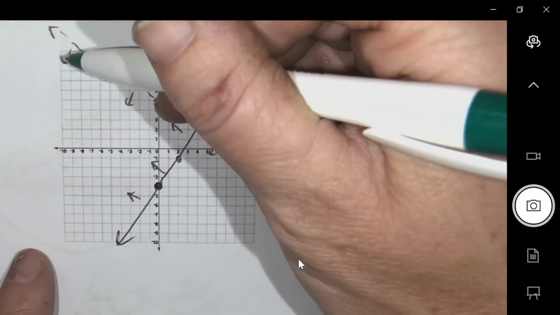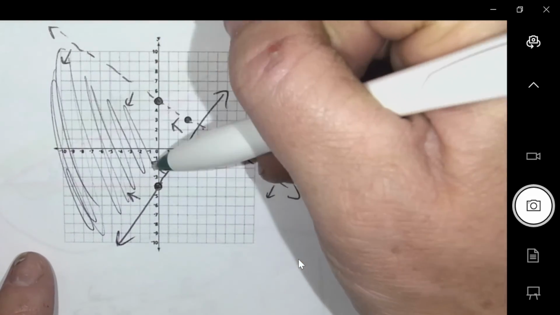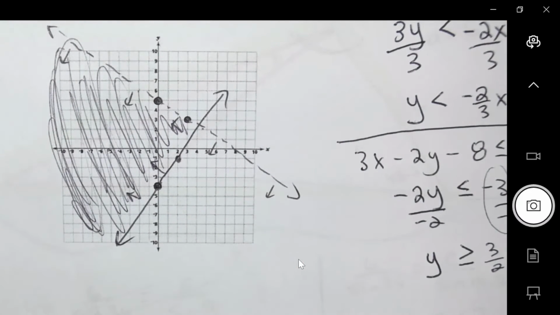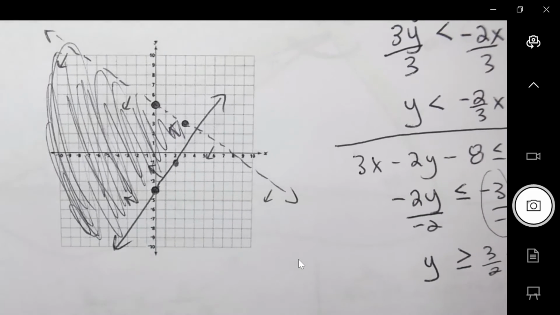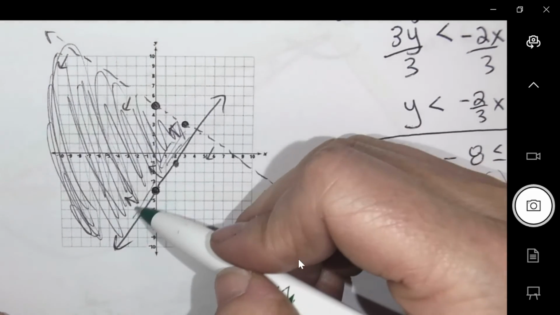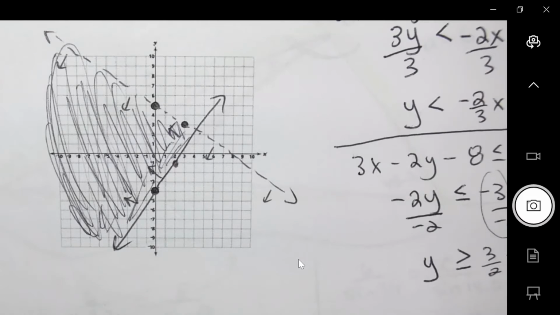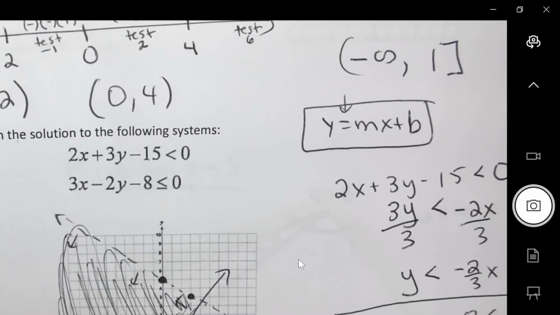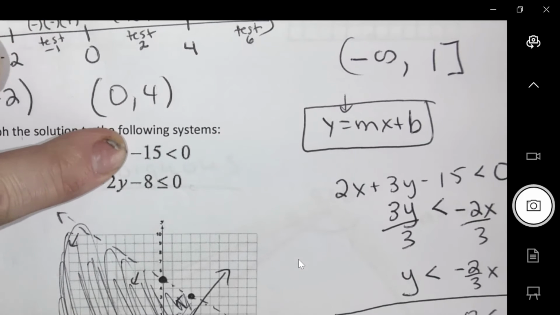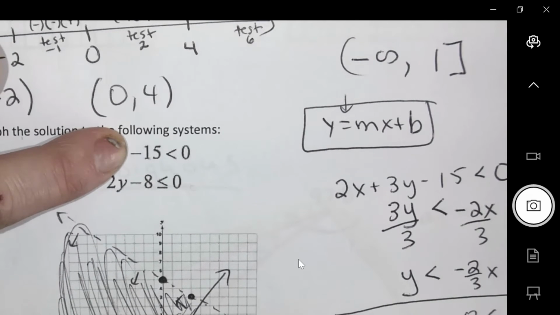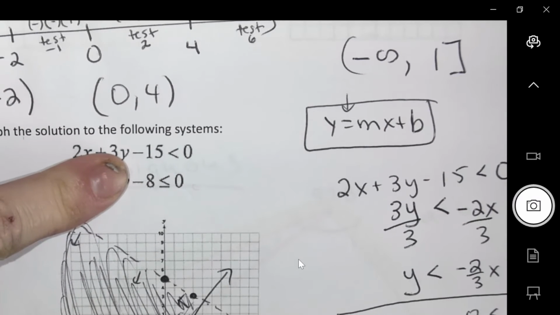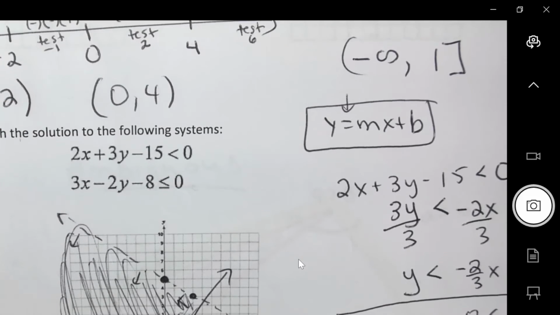So which shaded part would work? Anything in this zone. Any coordinate in that area would work in both inequalities. So you can always try to see some points if they work. For instance, the coordinate 0, 0 should work. If x and y were both 0, is negative 15 less than 0? Yes. Is negative 8 less than or equal to 0? Yes.